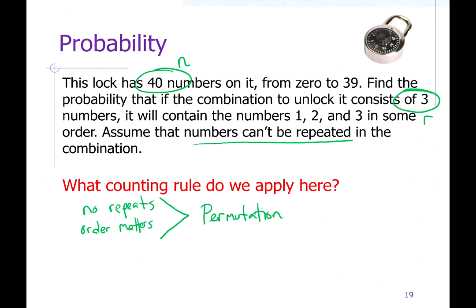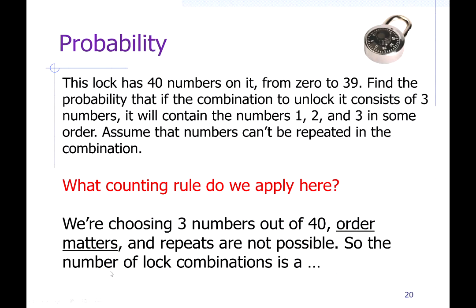Which I think is interesting because the name combination lock is a little bit misleading. It's actually not a combination lock, it's a permutation lock, because the idea of combinations is that order doesn't matter. Okay, so we'll call it a combination lock because that's what they're called, but it's not entirely mathematically accurate. All right, so again, we're choosing 3 numbers out of 40. Order matters, repeats are not possible, so we're dealing with a permutation, and we have a permutation formula that we could apply now. Once we know what to do, now it's time to actually do it.